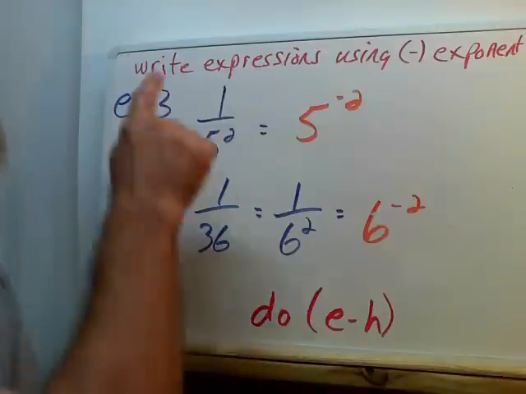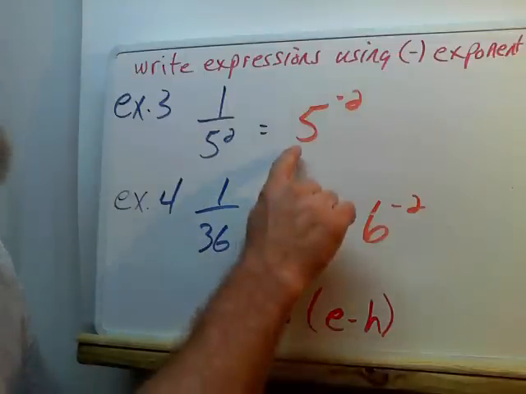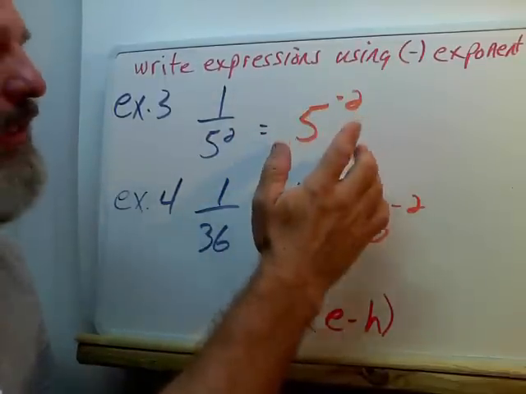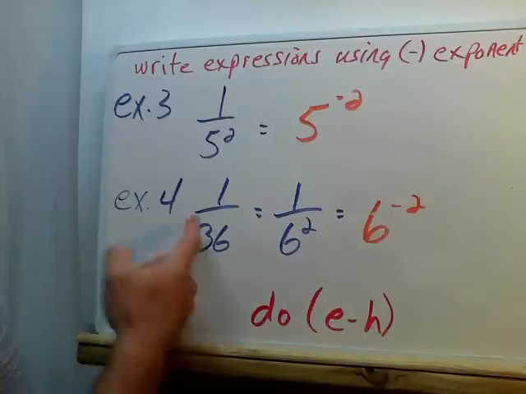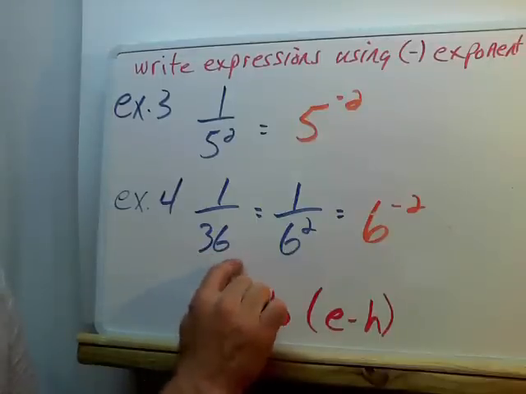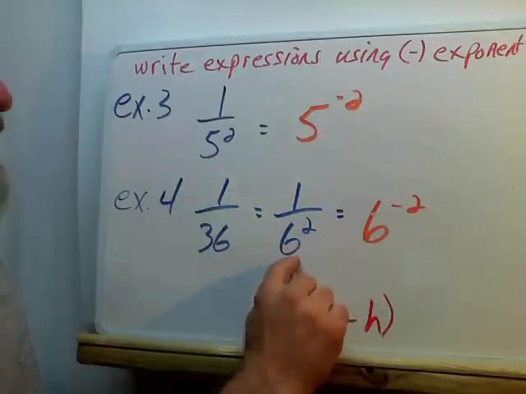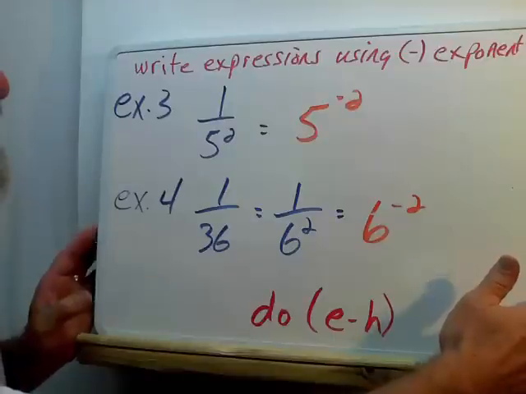Example number 3, we're going to write expressions now using negative exponents. So we take 1 over 5 to the positive 2 power, and we're going to move it from the denominator up to the numerator. We're not going to put the over 1. We don't need it. And it just becomes 5 to the negative 2. Example number 4. Same thing here. Only in this case you need to see that this is a square, perfect square. So we can change it to 1 over 6 squared. Now we can move that up into the numerator and make it 6 to the negative 2 power. Press pause and do letters E through H.